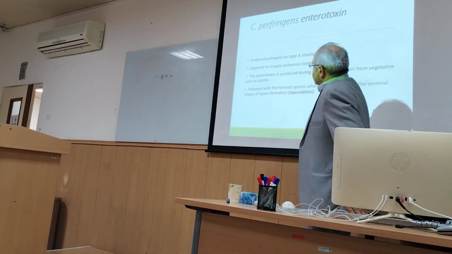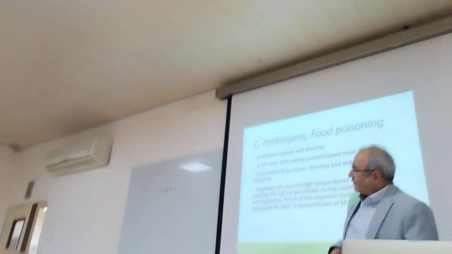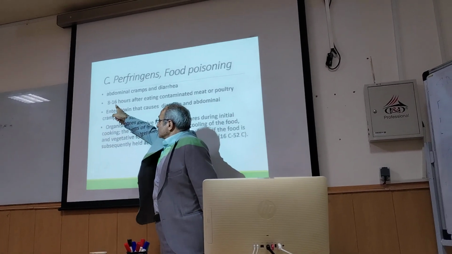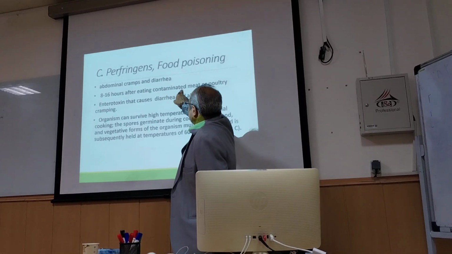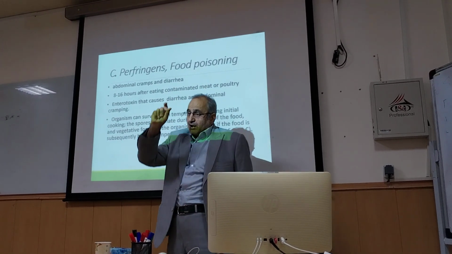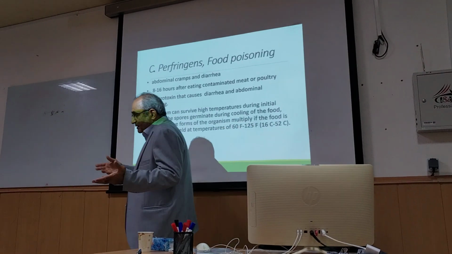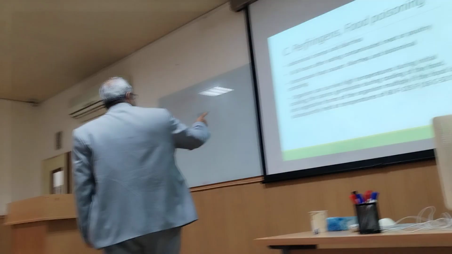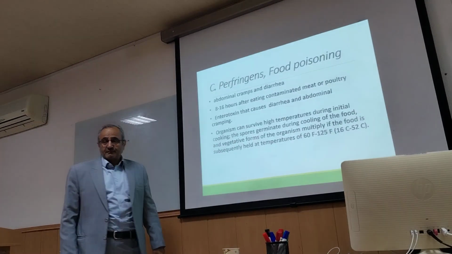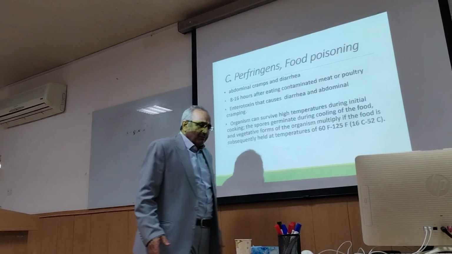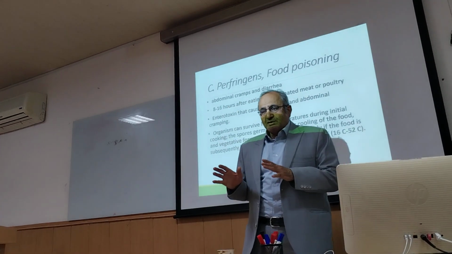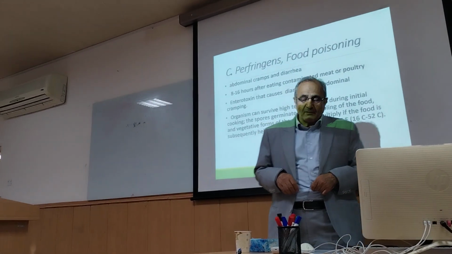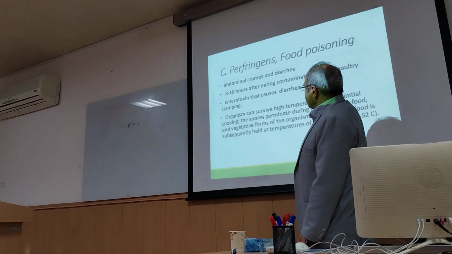Read about the enterotoxins. This is the sign of the diarrhea, 8 to 16 hours after eating contaminated meat or poultry. The time is important. Sometimes some people take the food and shortly after consumption they show diarrhea. It takes 8 to 16 hours. For other bacterial toxins, the time may be shorter. For this one, 8 to 16 hours.